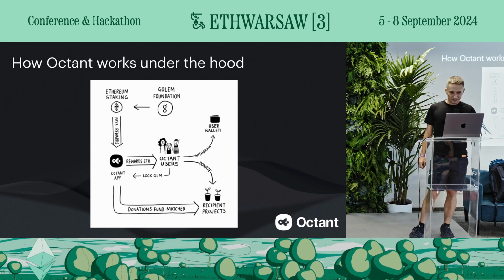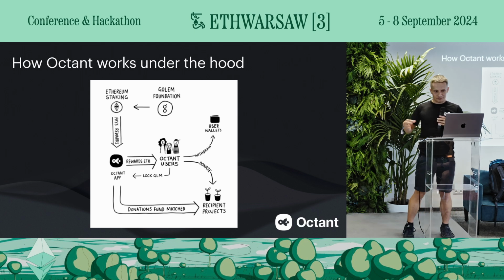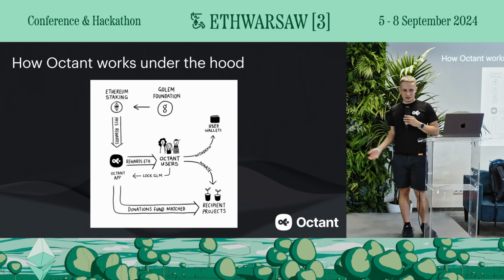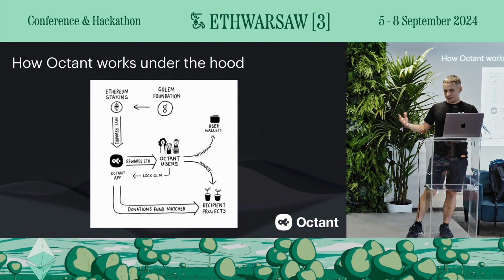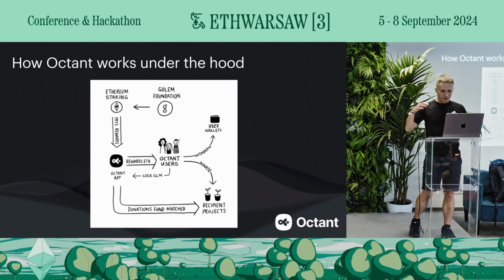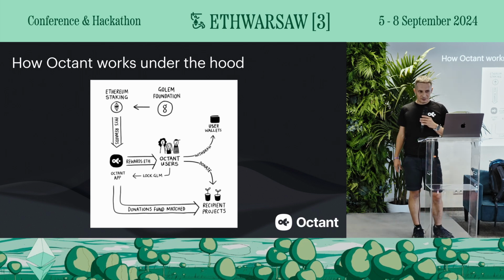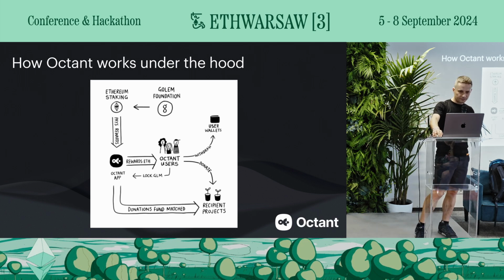Octant rewards are distributed to users who lock their GLM and receive proportionally to the amount of GLM locked. They receive rewards every quarter. They can either withdraw their rewards or allocate or donate them to public good projects. If they do so, then their donation is matched with some generous matching funding, also from the staking operations of Golem Foundation.